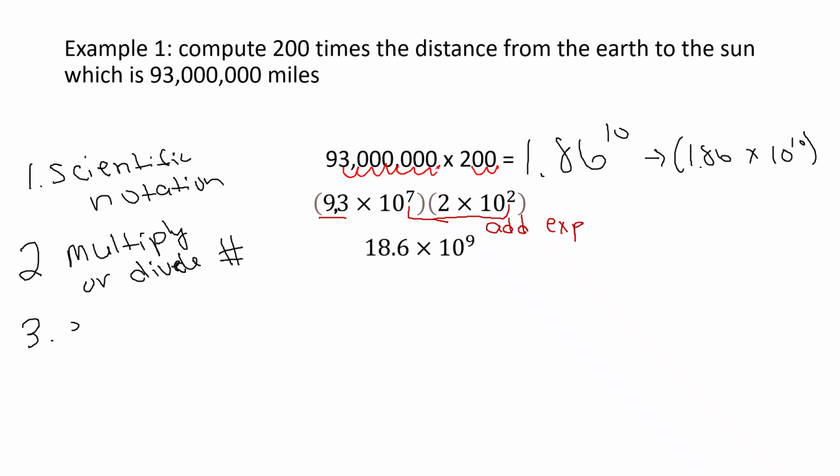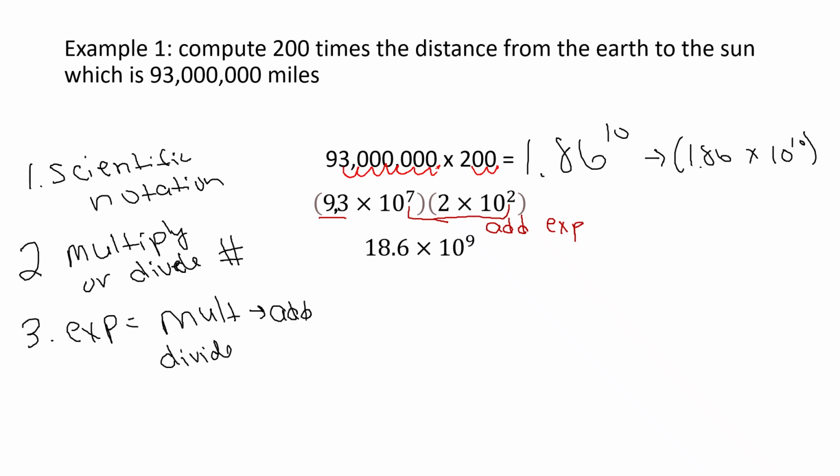Now the exponents have their own rules. When we are multiplying, oh my, that should be an L. Well, let me fix how to spell multiply, because apparently I've lost my mind. When we are multiplying, we add exponents.